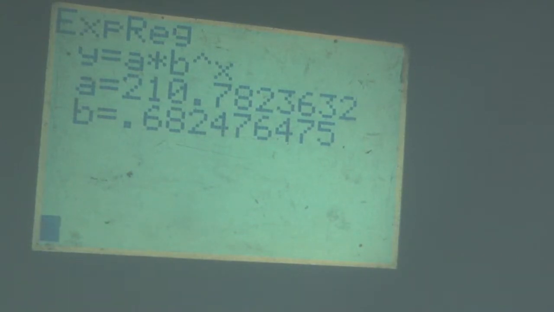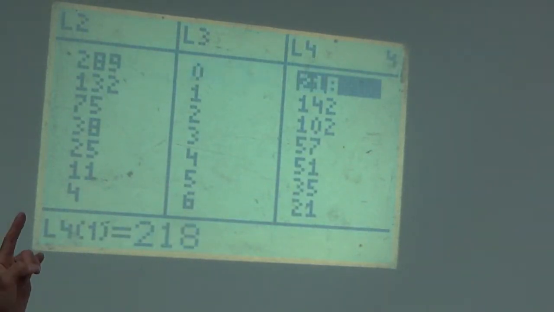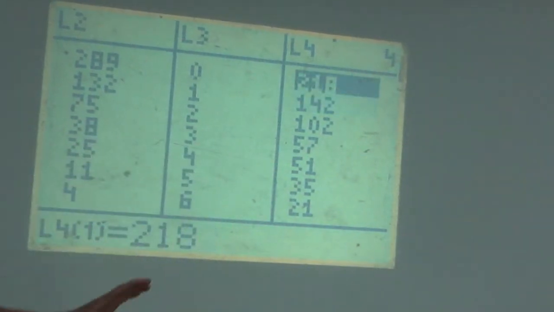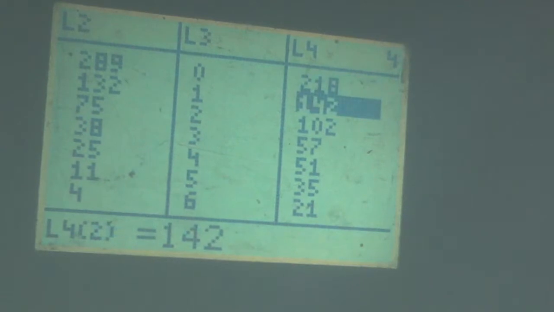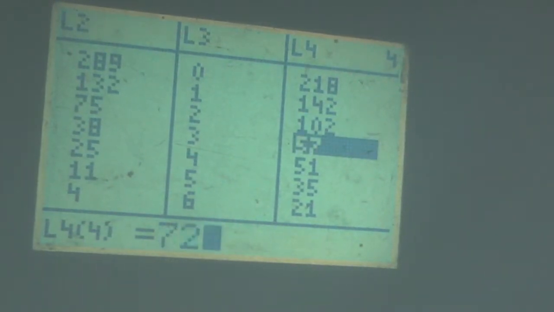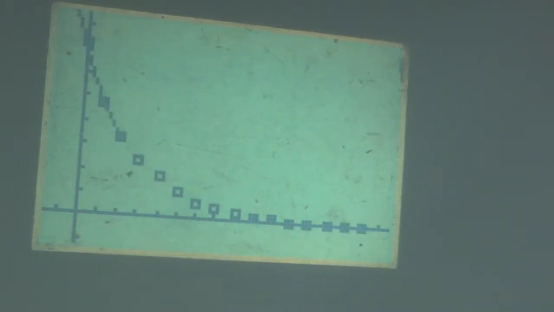Same B value? I think one of your dots is off. Hang on a second. Let me look. Let me check my data. 218. Yeah, L3, L4. Is it 3 and 4 that's wrong? Check my data. 218. 142. 372. Oh, hell! I'm sorry. I screwed up. 72. I'm sorry. I had a wrong data point. Please forgive me. My mistake. Oh my god. Here it is. There.